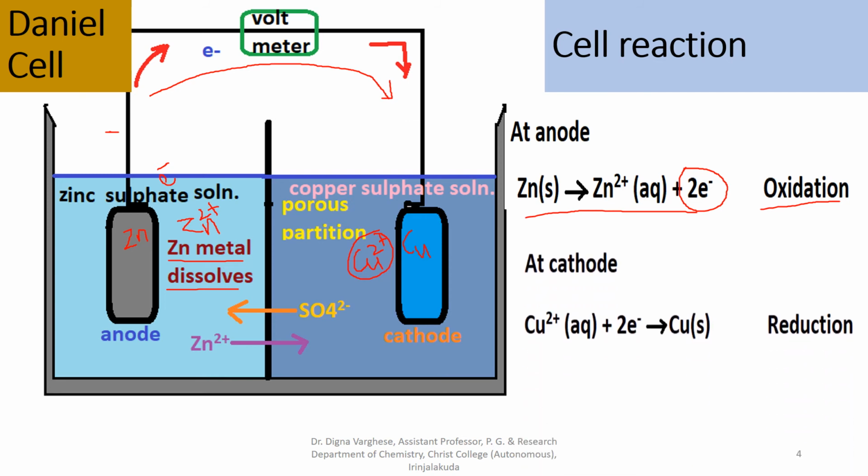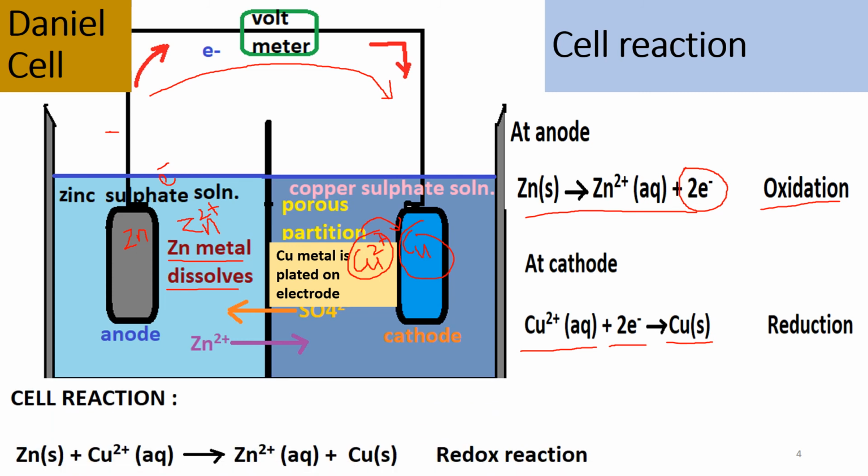So the cathodic reaction is like that. Cu2+ reacts with electrons coming from the anode, undergoes a reduction reaction and forms copper metal. So we can say that copper metal is plated on the electrode from the solution. Okay, children, what happens to zinc? Zinc metal dissolves. What happens to copper? Copper metal is plated on the copper electrode.